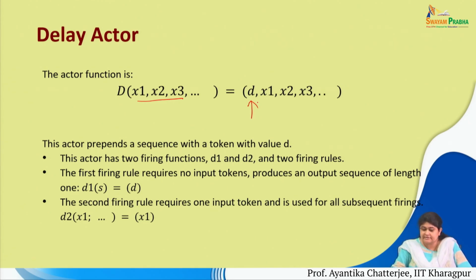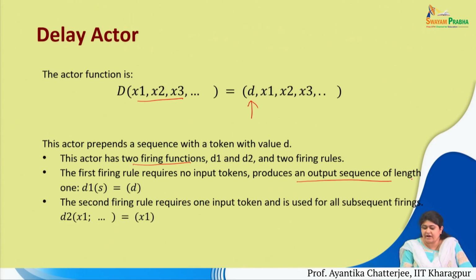So, here this actor function or actor target, if we go deeper and break the actor function, we will get two firing functions, d1 and d2, that we are mentioning here. For the first firing function, there is no requirement of input. It is basically producing an output sequence of, here we have considered length 1 or any length, depending on the type of delay we are trying to add to this input sequence.